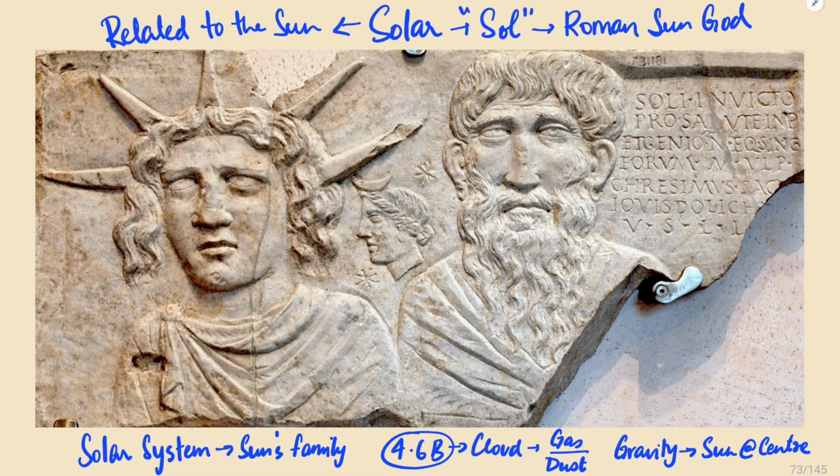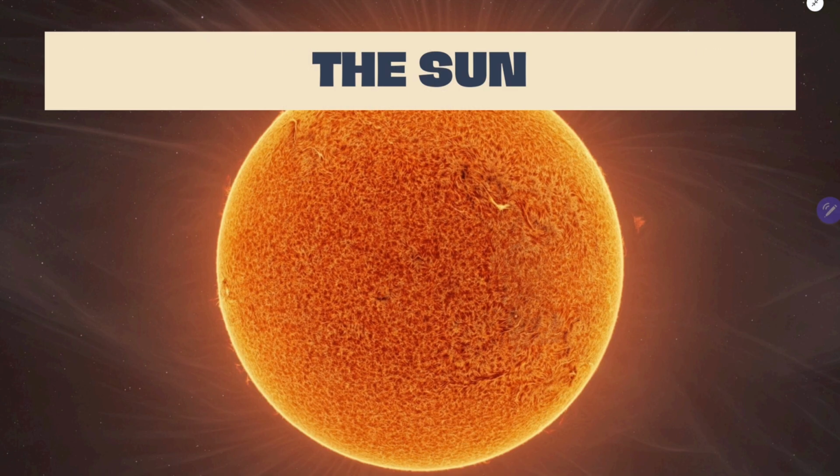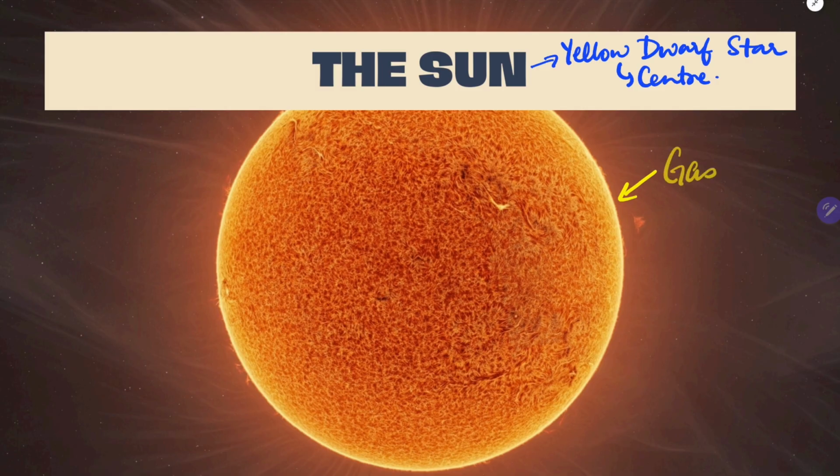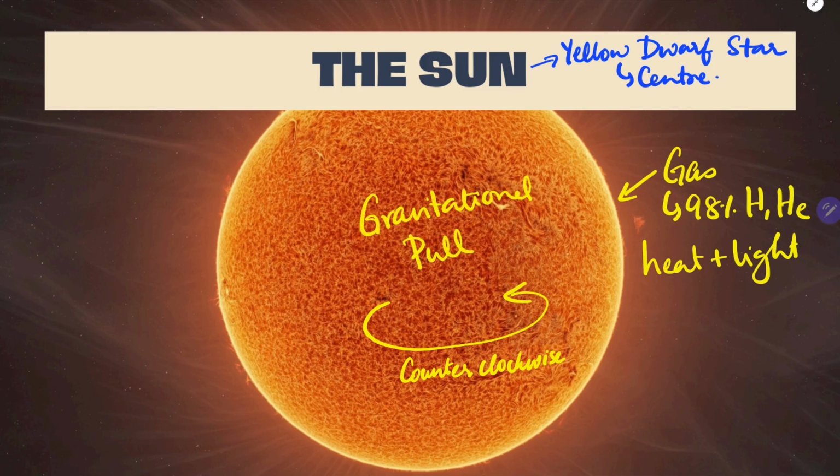Now let's look at our solar system in detail. Let's start with the sun. The sun is a yellow dwarf star that sits at the center of the solar system. It is a huge ball of hot gases, mainly 98% of hydrogen and helium, and is the ultimate source of heat and light for all planets. It rotates in a counterclockwise direction and holds the solar system together due to its strong gravitational pull.